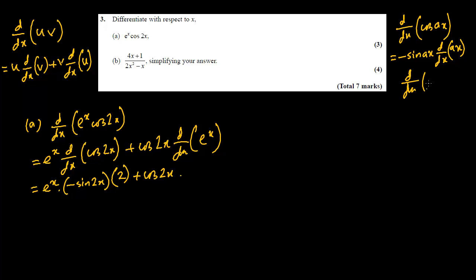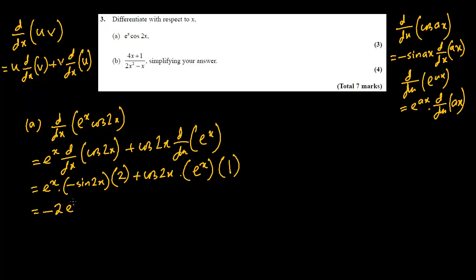Now the derivative of e to the power anything is unchanged, it would be e to the power ax, whatever it is, and by the chain rule we have d by dx of ax. So the derivative of e to the power x is e to the power x, and by the chain rule d by dx of x is 1. Now let's rearrange it. We can write the 2 in front. There is a negative first, so we write minus 2 e to the power x sine 2x, plus e to the power x cos 2x. You can either take e to the power x common or leave it like this.